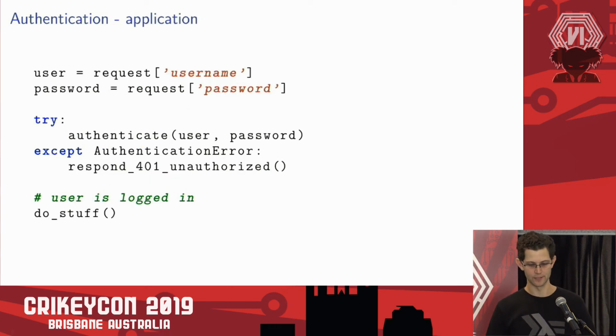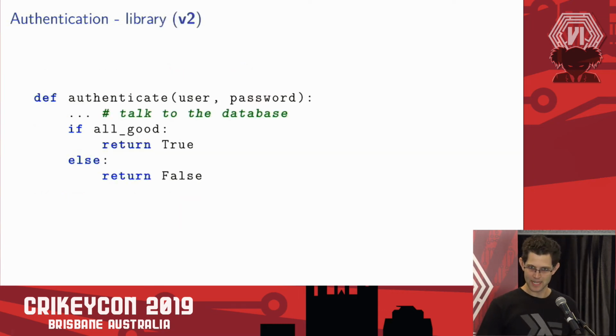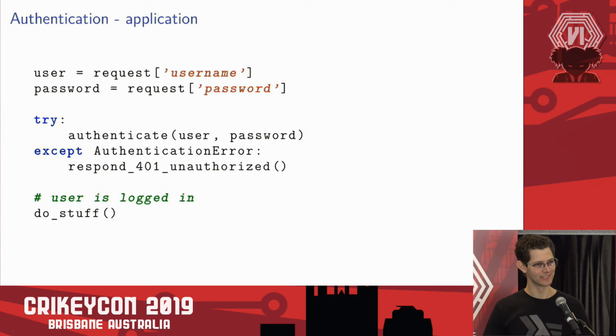And the application code takes the user and the password from the request environment, invokes this authenticate subroutine, and if it catches the auth error, it'll respond 401. Otherwise, the user is logged in, we'll go and do the thing. And then there was an update to the authentication library and it didn't throw an exception anymore, it returned false. And we're not handling that case in the application code. So there's no more authentication error, we just assume everything's good. And that was the bug, that's what happened.